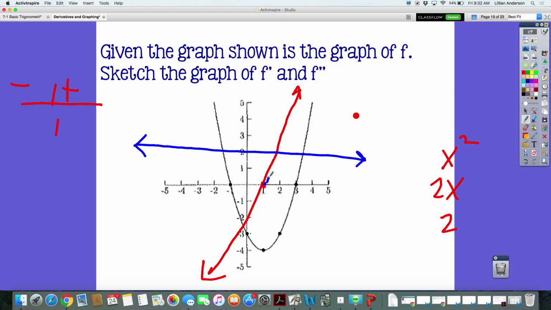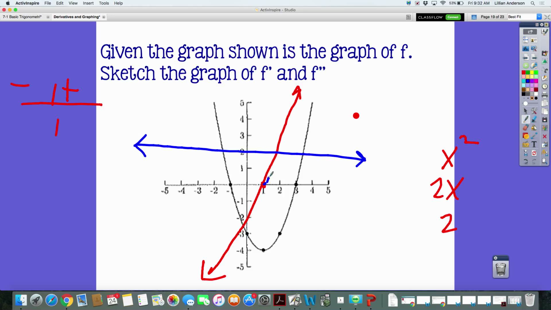Okay? And then let's talk about the blue line. Since it was concave up, that meant that the second derivative had to be greater than 0. That's why we drew this constant line above the x-axis. It was concave up the entire time. So at no point in time would it ever go below, because it wasn't concave down at any time. Make sense?